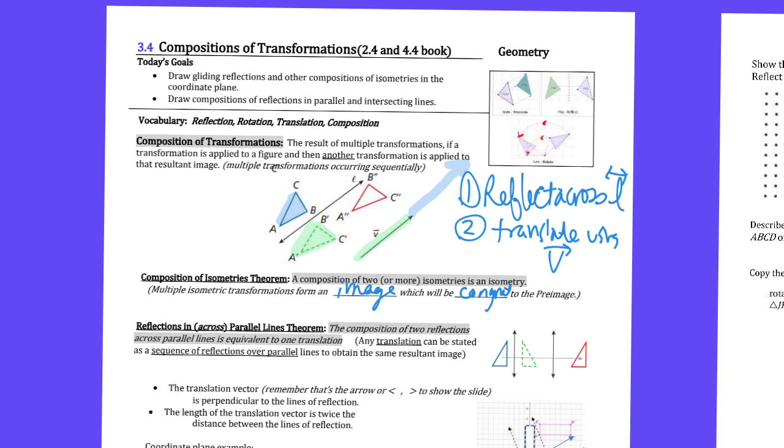If that doesn't make sense, I can show you visually, but the main thing is I can reflect a shape twice and it's the same as if I had slid it across the paper. So let's look at this first example. Okay, here we go. Starting with this pre-image point right here.